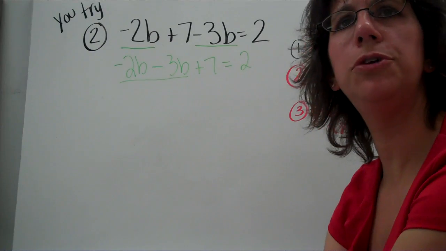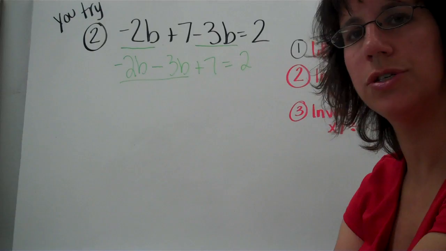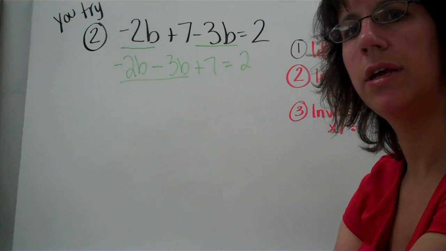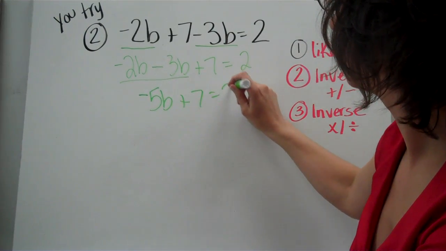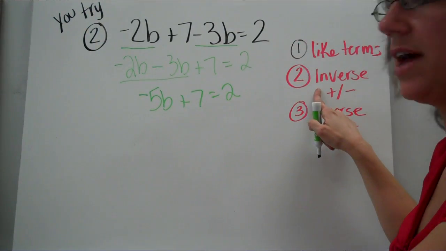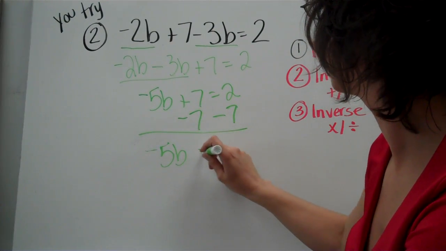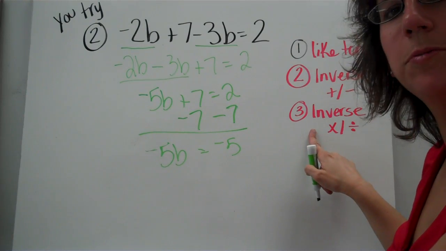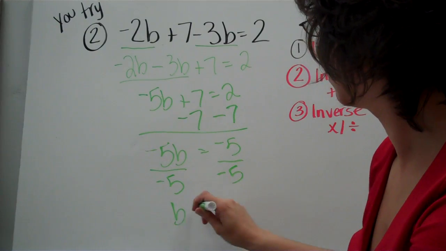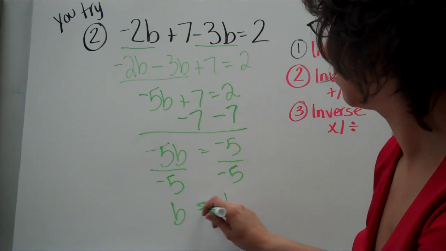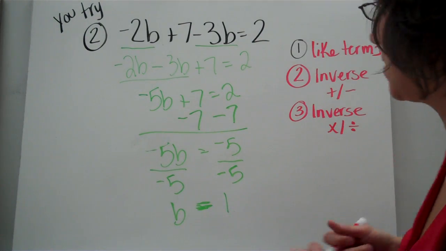So I have a negative 2b, and I'm minusing 3 more. Please remember your integers, negative 2 minus 3. That ends up with negative 5b. Now I'm going to do my inverse of adding and subtracting. My inverse of multiplying and dividing. B equals positive 1. So let's just check that out and make sure it makes sense.